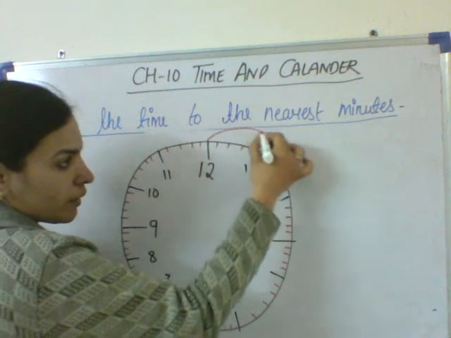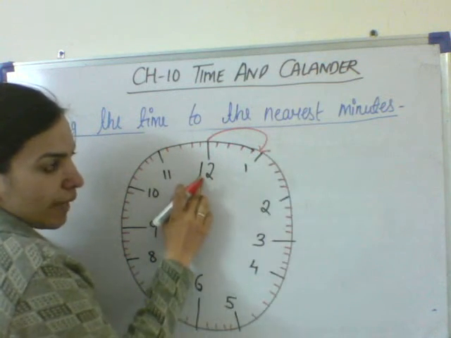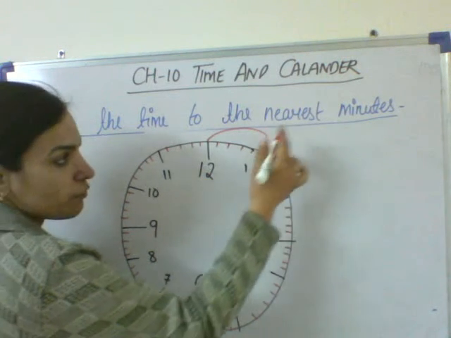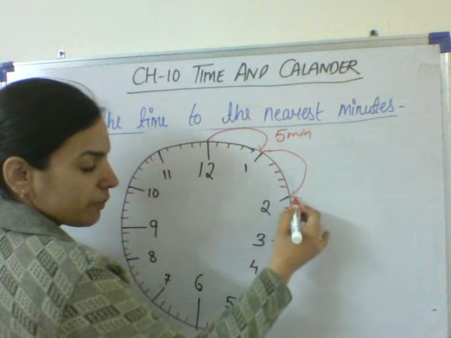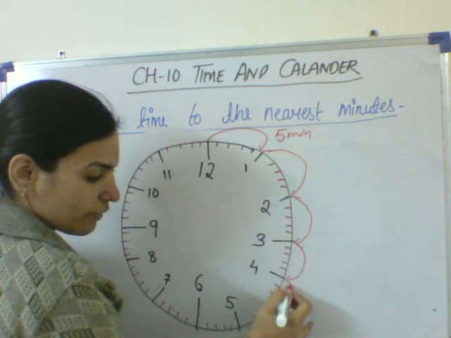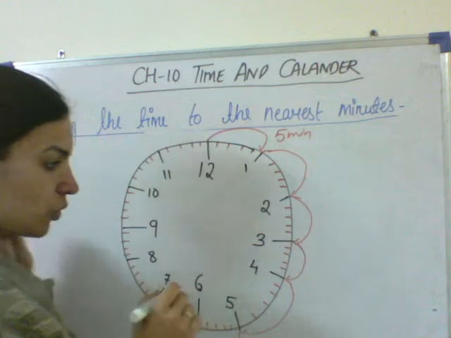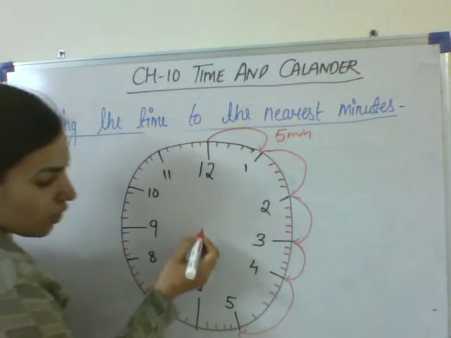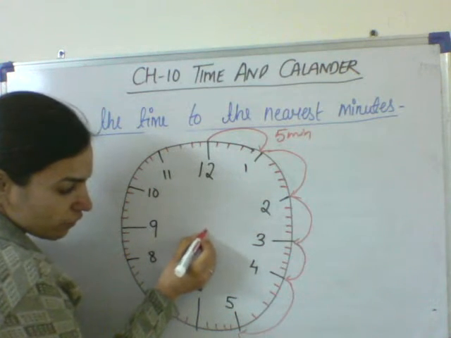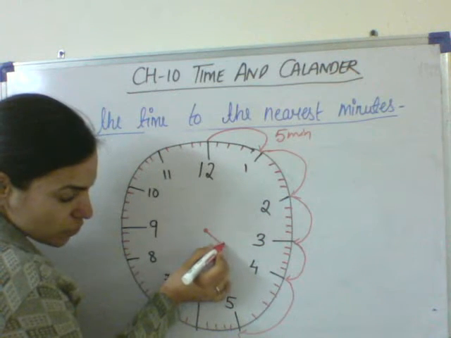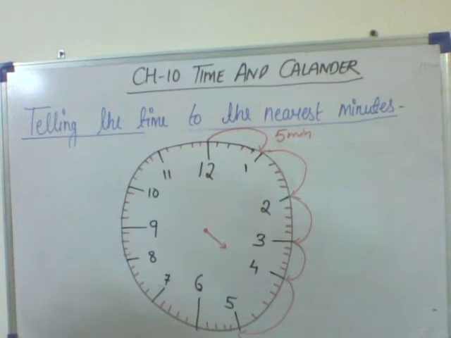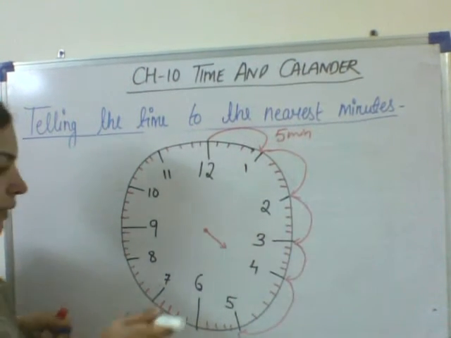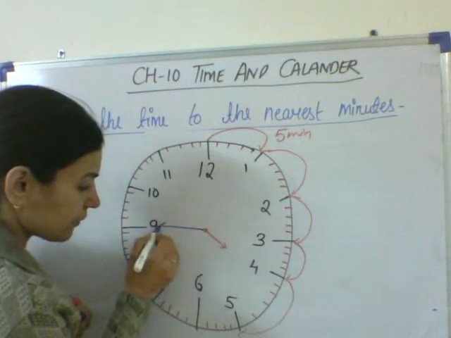Now between 12 and 1, there are 5 minutes. Between 1 and 2, 5 minutes, again 5 minutes, and so on. Now let us draw an hour hand. The clock consists of an hour hand, which is always short, and a minute hand. The minute hand is the longer one. The minute hand is this one.